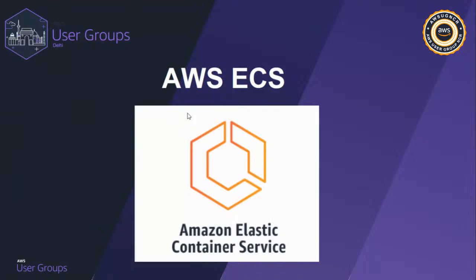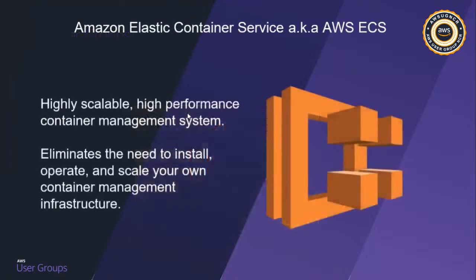Okay, so now let's discuss AWS ECS, which is Elastic Container Service. ECS is a fully managed container orchestration service provided by AWS. It makes it easy to run, stop, and manage Docker containers on a cluster of EC2 instances, or we can also use it in a serverless way using AWS Fargate. And we will see all these things in a while.